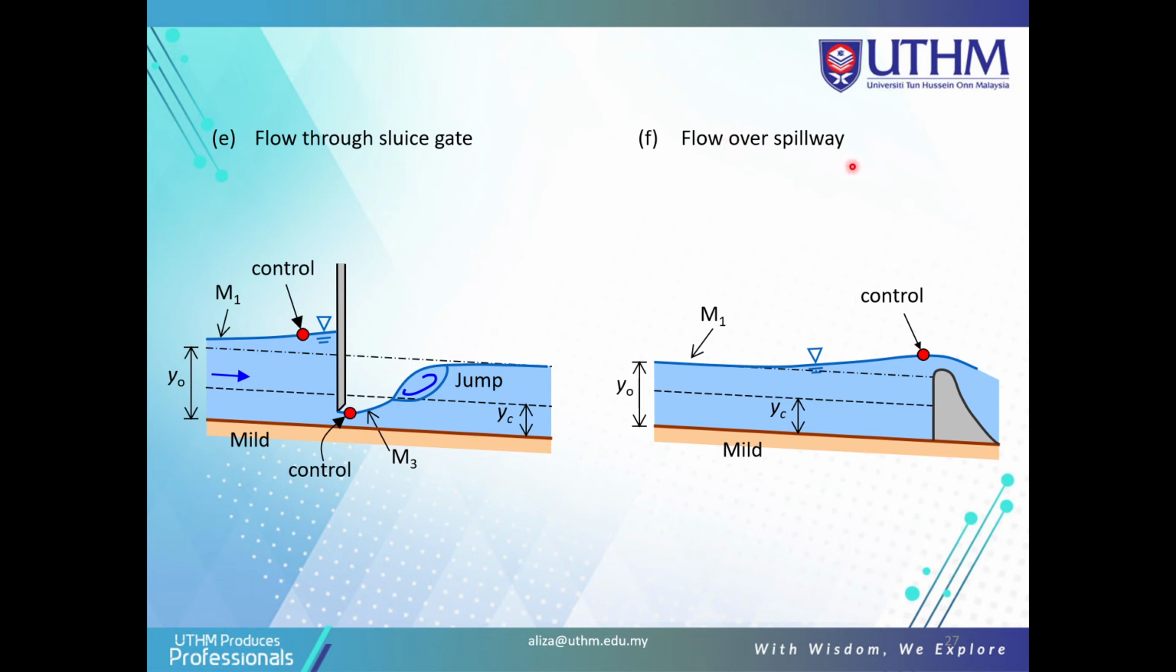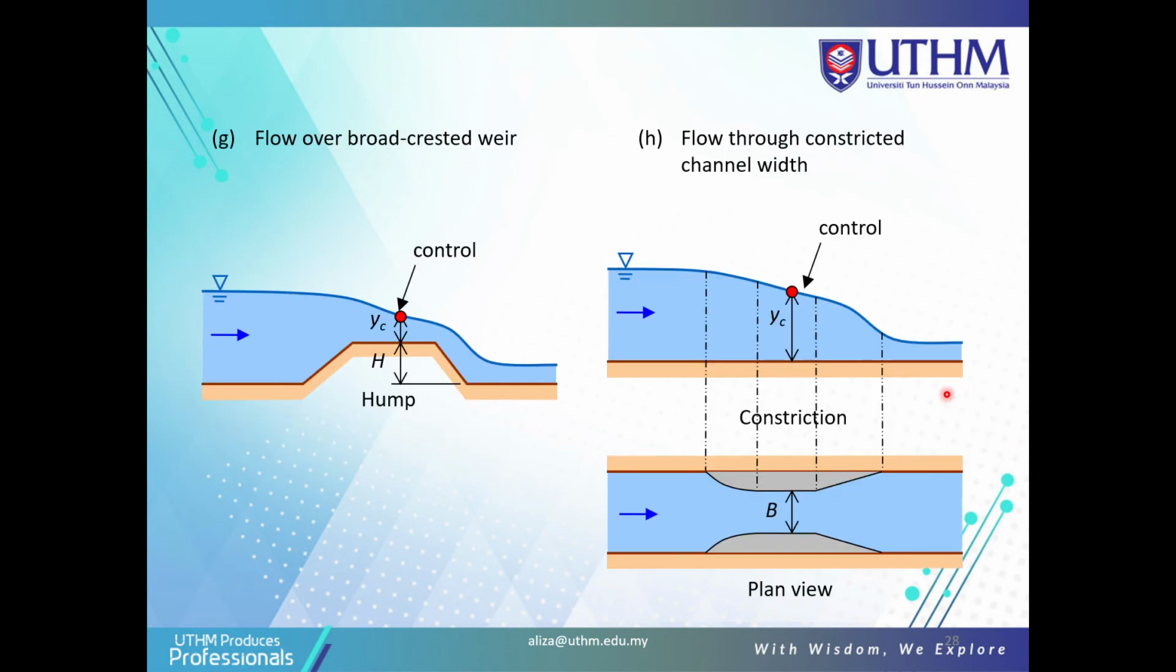Flow over a spillway goes from Y naught here until you get YC based on the control section at the spillway. Now we can follow that with flow over a broad crested weir. Based on the broad crested weir here, there's a control and we get YC. And flow through a constricted channel, shown in plan view, has a control with YC here.